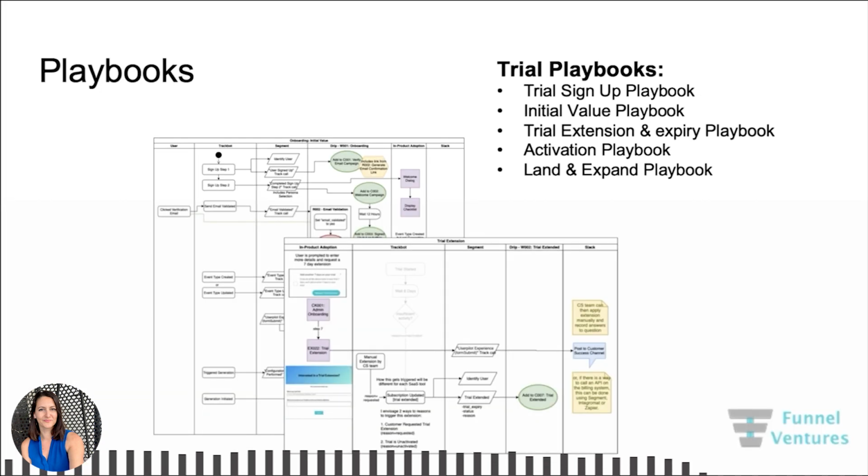The final piece in our puzzle is playbooks. Playbooks bring together all of the other pieces in our customer journey optimization toolkit: the tools, the principles, the complete view of the customer, and the customer funnel. A playbook maps out the interactions and events and how these pieces of information flow between tools and trigger various actions. For the trial phase, we have these playbooks: trial sign-up playbook, the initial value playbook, the trial extension and expiry playbook, the activation playbook, and the land and expand playbook.